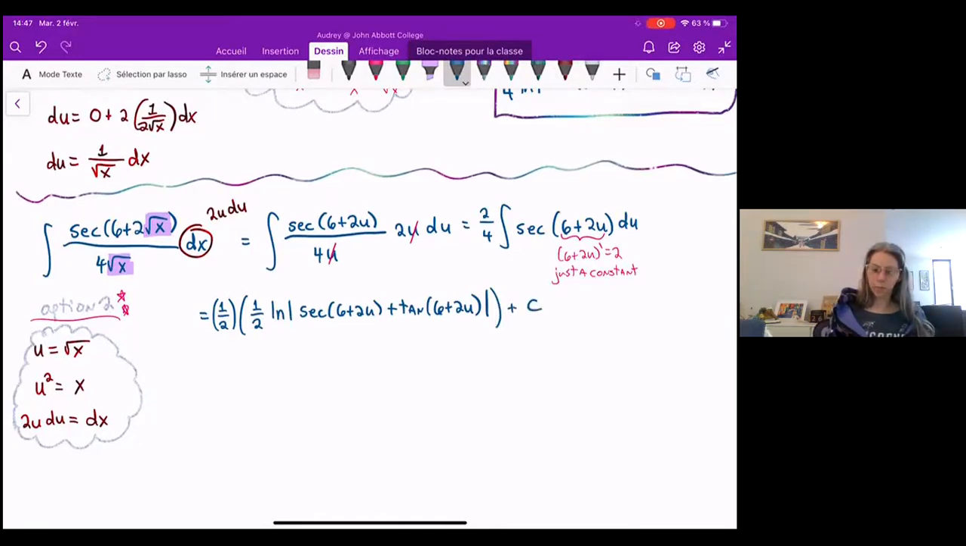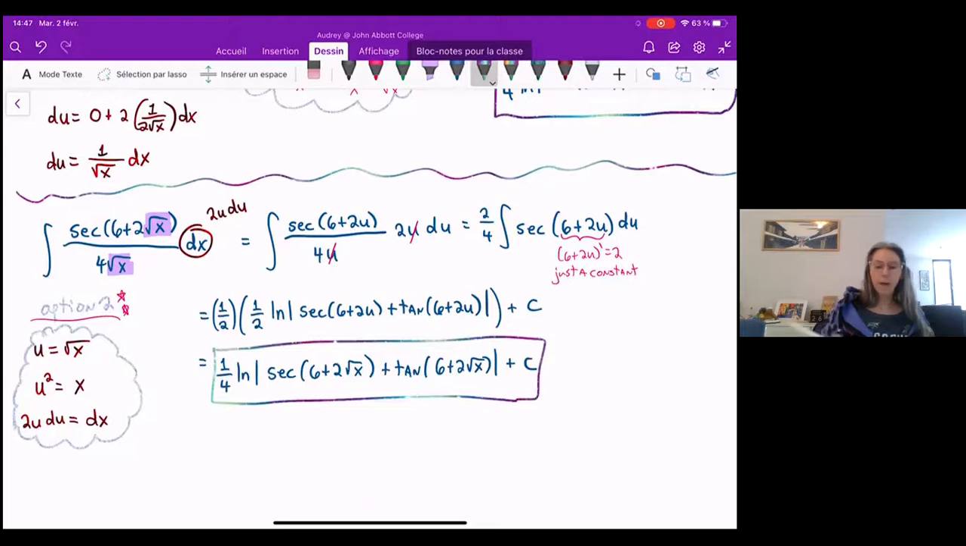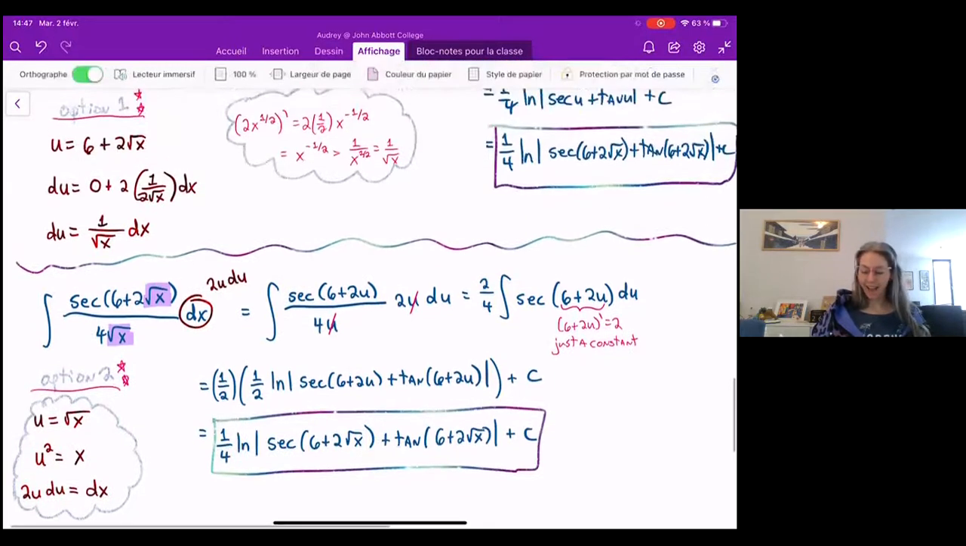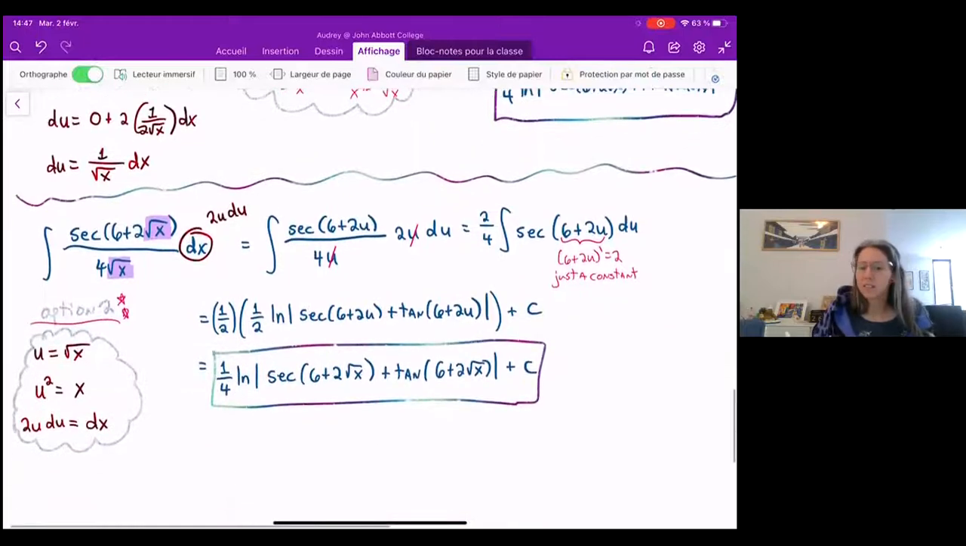Let's not forget our plus c. So then we'll have 1/4 natural log of secant of 6 plus 2u, and u was the square root of x, so 2 root x, plus tangent of 6 plus 2 root x, absolute value, plus c, and this is my final answer. Notice it's exactly the same thing I got doing it the other way. So either of these methods is a totally reasonable way to approach this problem.